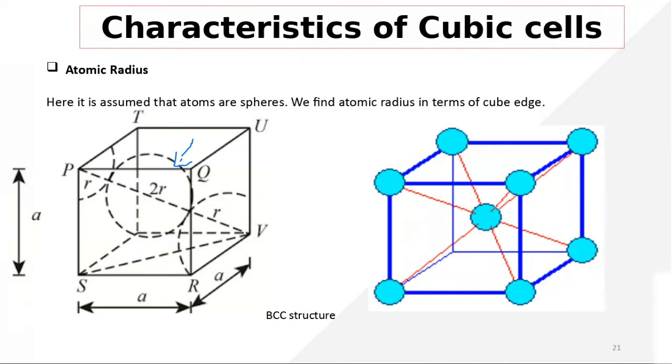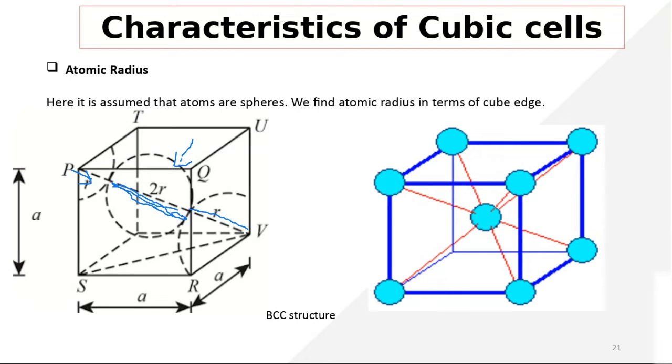The atoms present at the corners have radius r, and for the atom present at the center, we have 2r as its diameter, and r for the atoms at the corners. In this case, you can also see the cube edge having the value a in the x, y, and z directions.